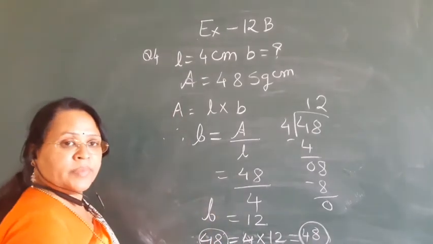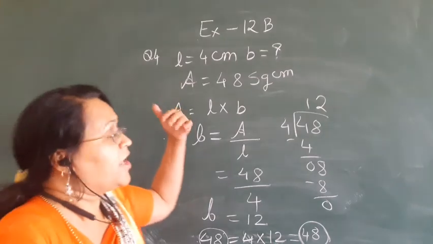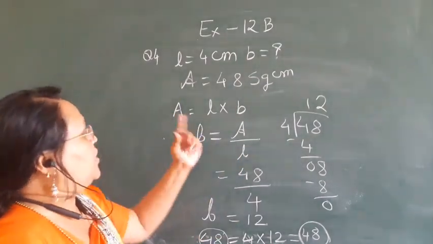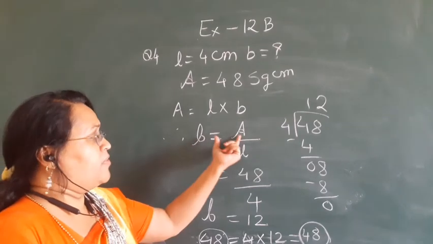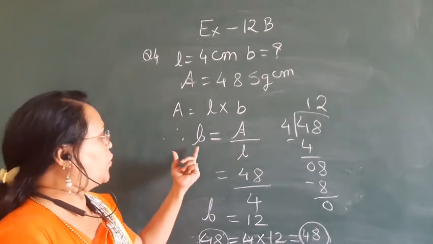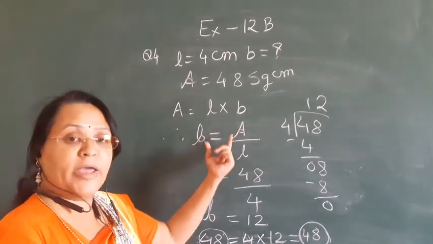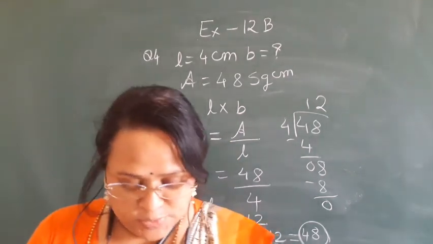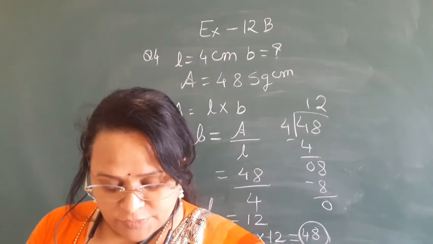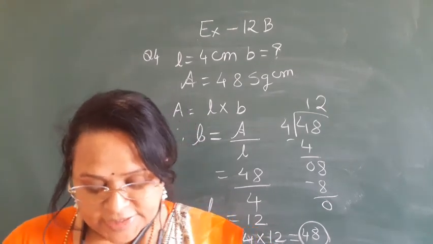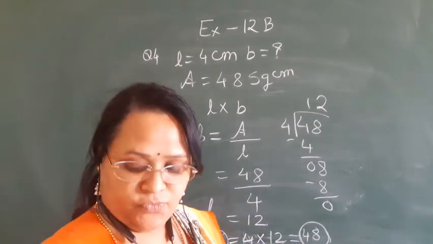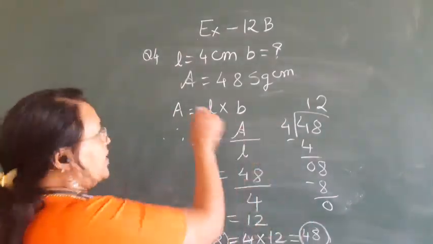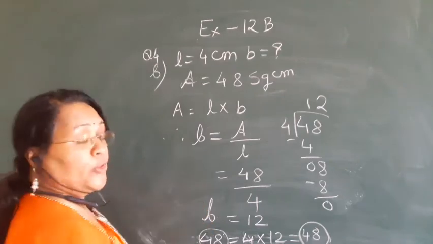Both are same. So to find the length or the breadth: if we have to find the breadth, then area upon length, and if we have to find the length, then area upon breadth. So we can do this for each one. This is B1. Now we will do E1.